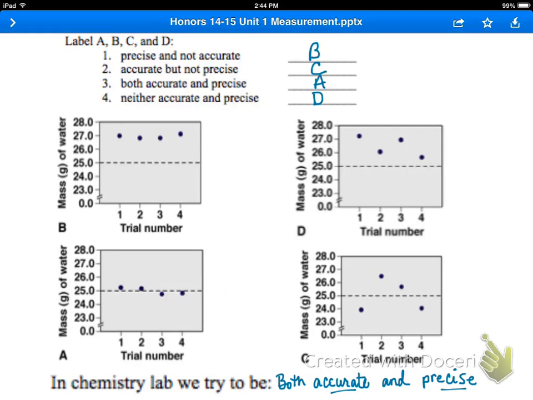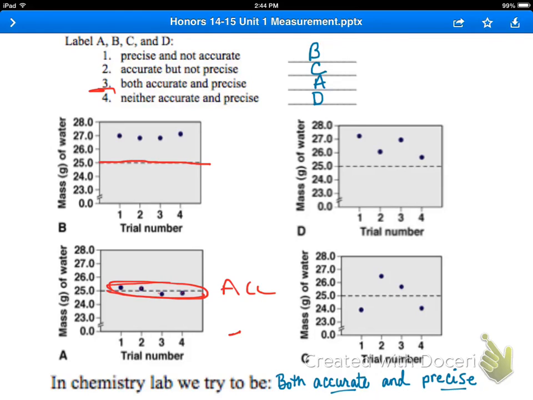Okay, so let's take a look. I already put the answers up, but if I look at trial, let's start with A. On A, all of these values, the dotted line here represents the accepted value, and because all my data points are close to the accepted value, I am accurate. And because all of these values are close to each other, I'm also precise, which is why A is both accurate and precise.